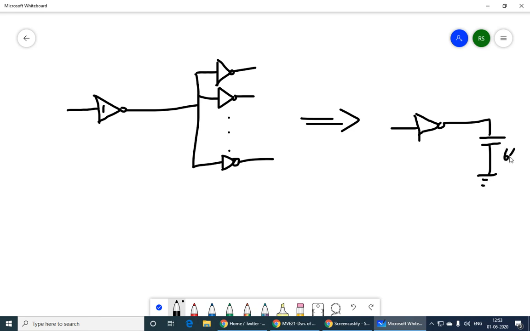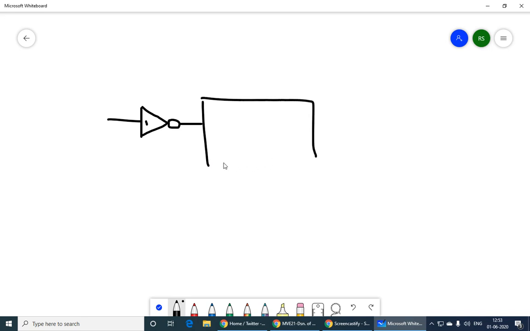Like the example we saw, we don't want to directly let the inverter drive such a large load. We want to insert a chain of inverters. So what we need to decide is how many inverters should be there in that chain. We start with 1, and this is our inverter chain, and this is our output port.